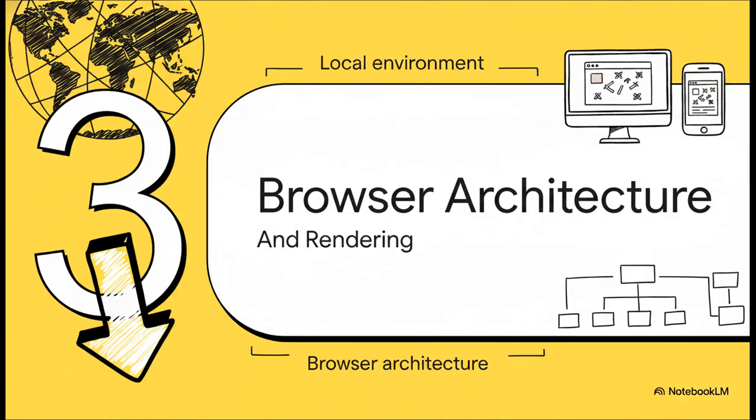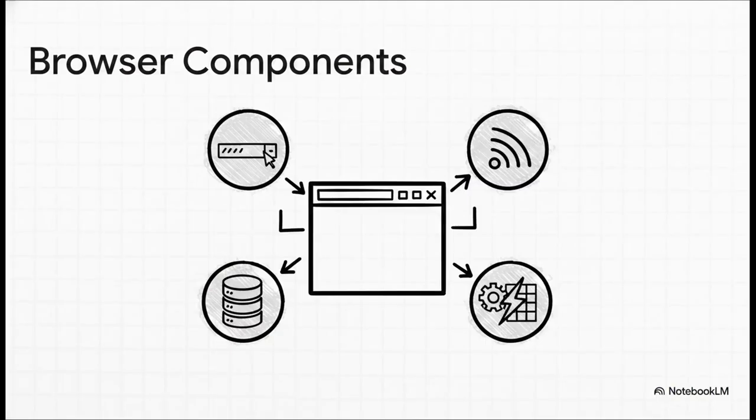Okay, let's zoom in a bit for Section 3, Browser Architecture and Rendering. Your browser operates using several distinct components that have to work perfectly together. You have the user interface, which handles the address bar and the buttons you click every day. Then, the networking component handles those HTTP requests we just talked about. Storage manages your cookies, cache, and local storage to speed up future visits. The JavaScript engine executes the code that makes the page interactive.